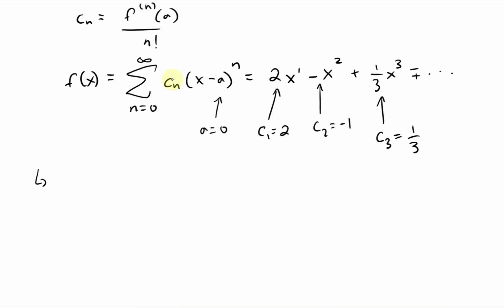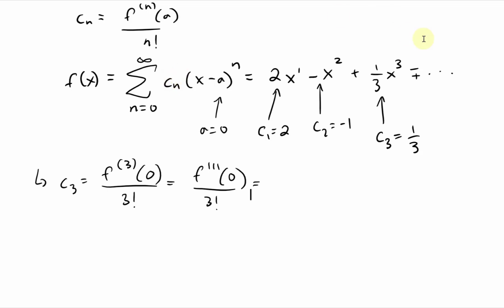So what we have is C3 equals f of the third derivative, just write it like this for completeness, a is 0, and then this is going to be 3 factorial. This is the same thing as writing f triple prime, divided by 3 factorial. Now this equals, we're given, 1 over 3. So what this means is we could move the 3 factorial over to the other side.